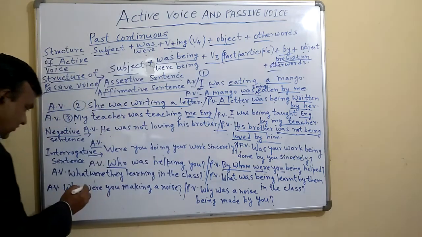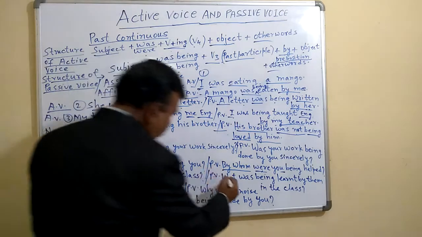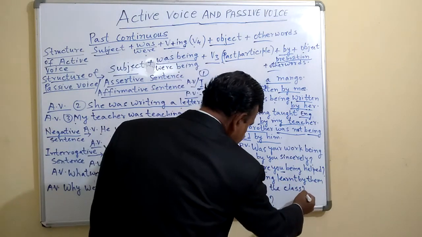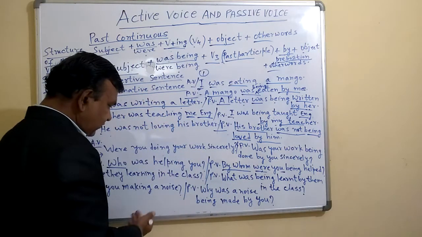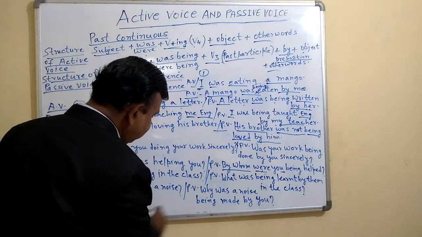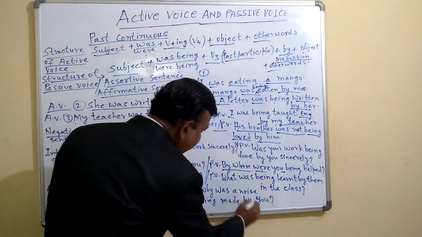Now you see another sentence. What were they learning in the class? So, what was being learned by them in the class? This is the question mark. So, like that you will change. Now, last sentence. Why were you making a noise? So, why was a noise being made by you?